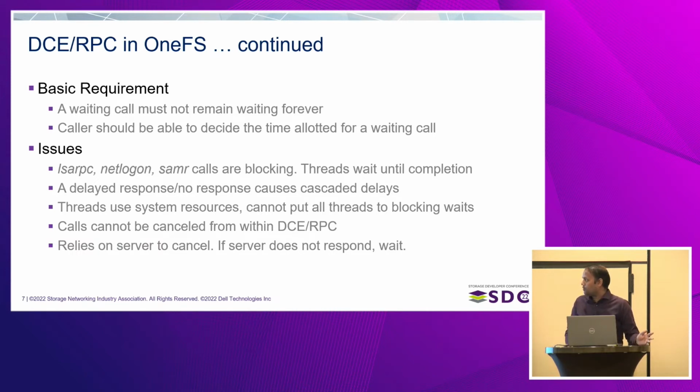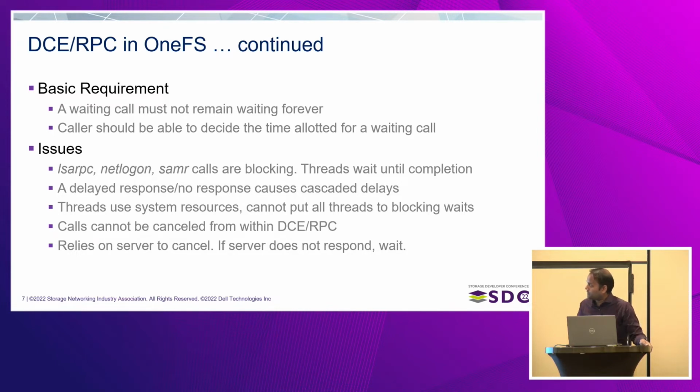And a delayed response or no response can cause cascade delays because DCRPC has a lot of internal mutex locks. They are like association locks, association group locks, and any thread can take any random lock at any point of time. If it's blocked, that can cause a cascaded block for any subsequent call going through DCRPC. We have seen in one escalation 600 threads just waiting, and threads use system resources. It's just wasteful to have that many resources waiting for the response.